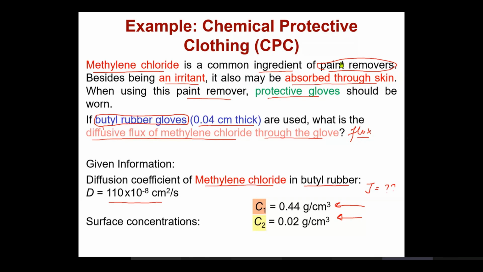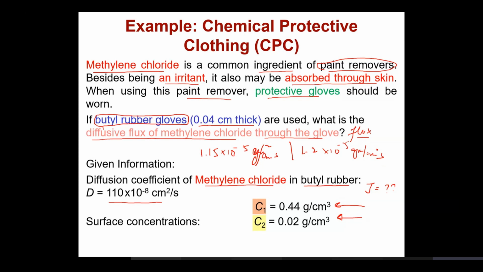Sir, my answer is 1.155 into 10 to the power minus 5. Sir, I kept it in centimeters. All right, so you have got 1.15 into 10 to the power minus 5. Sorry, it would be grams per centimeter square per second. And the second answer was what? 1.2 into 10 raised to minus 5 gram per centimeter square per second. Okay, all right.